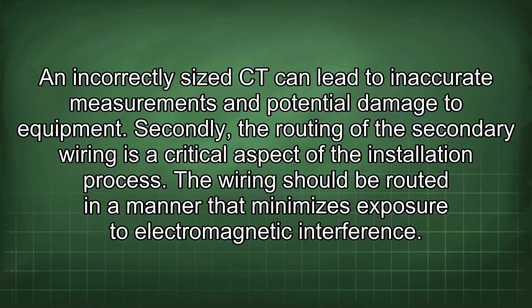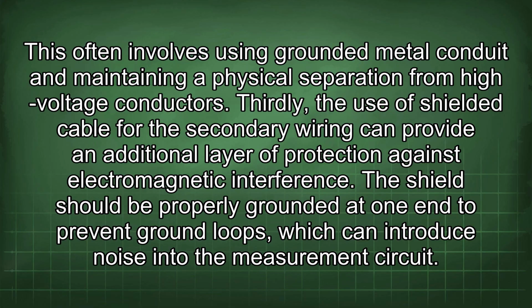Secondly, the routing of the secondary wiring is a critical aspect of the installation process. The wiring should be routed in a manner that minimizes exposure to electromagnetic interference. This often involves using grounded metal conduit and maintaining a physical separation from high-voltage conductors.